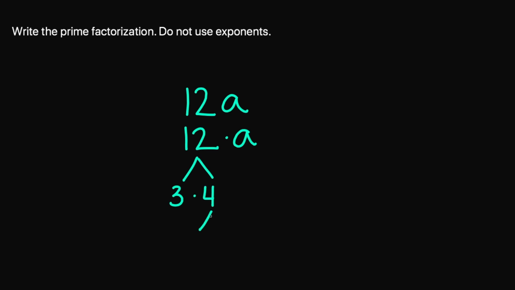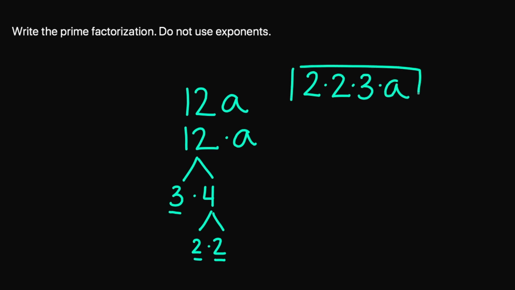This time we are not using exponents. Let's look at 12a. Okay, I'm going to separate into 12 times a. My 12 can be factored into 3 times 4. And my 4 can be factored into 2 times 2. Since I cannot factor any further, I have prime numbers left. So my factorization is going to be 2 times 2 times 3 times a. This is your final answer.